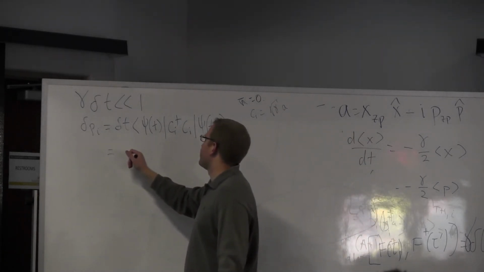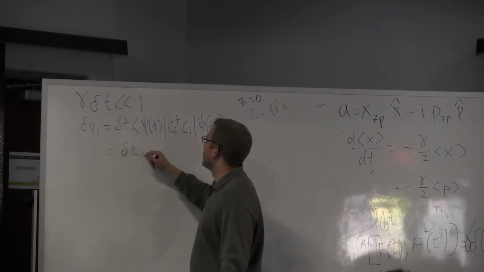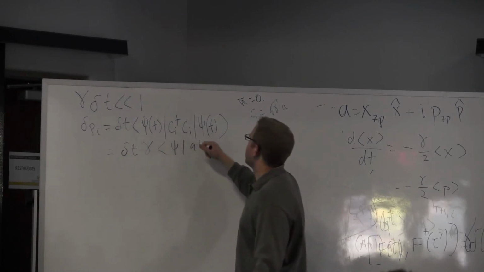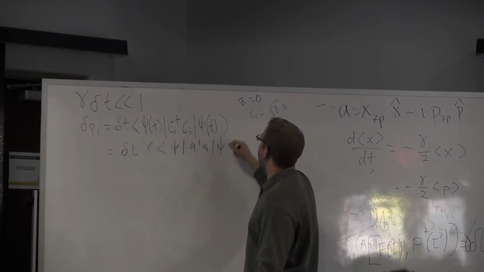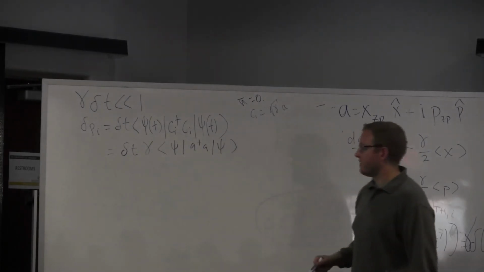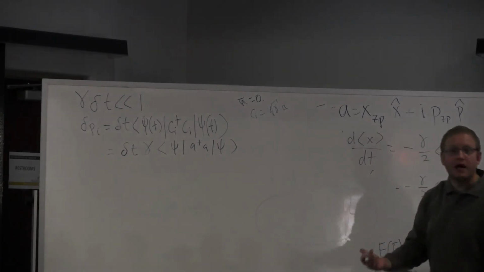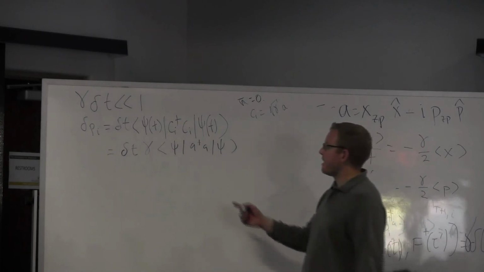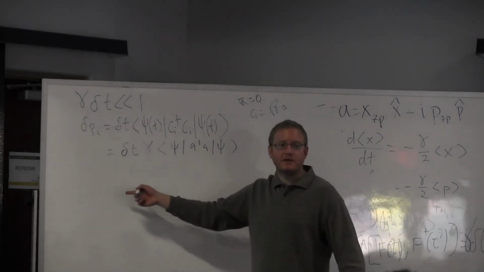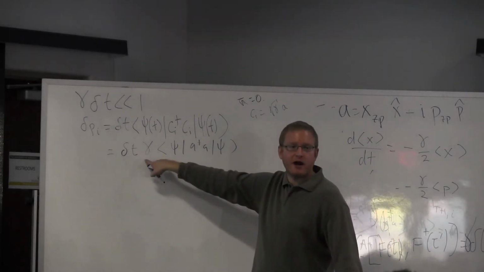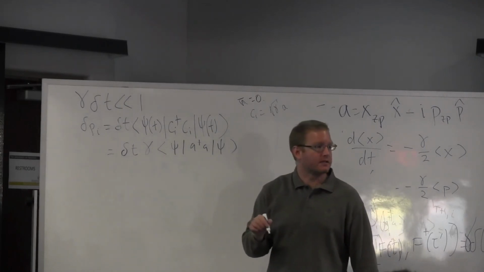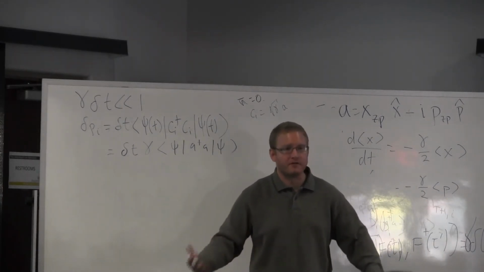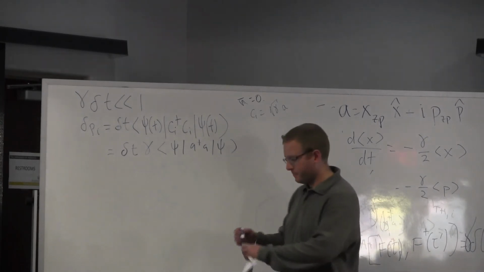The probability of that in that particular case would be something like delta t times gamma times psi dagger a psi. Well, that makes sense. So if I'm looking at a system where it's just, say, photons in the cavity, the probability of a photon escaping is equal to the decay rate times the number of photons times the small amount of time. That's basically how you compute the probability of a single photon escaping the cavity.